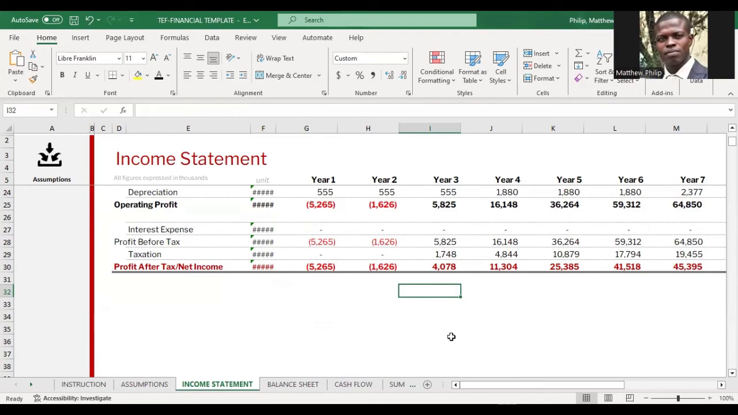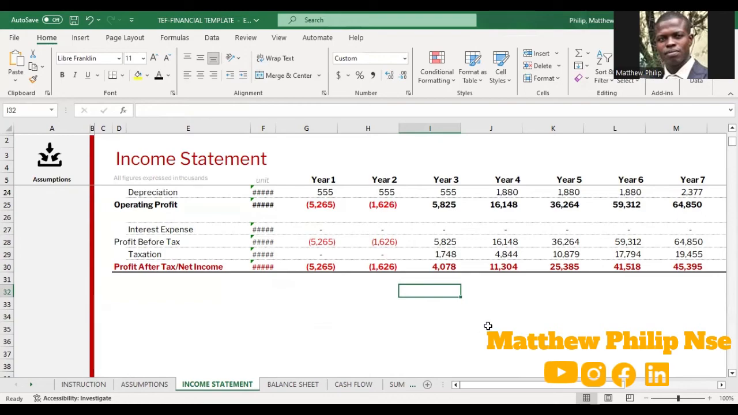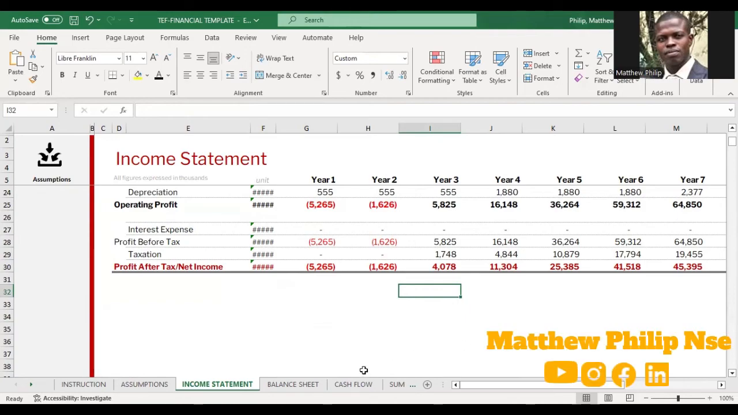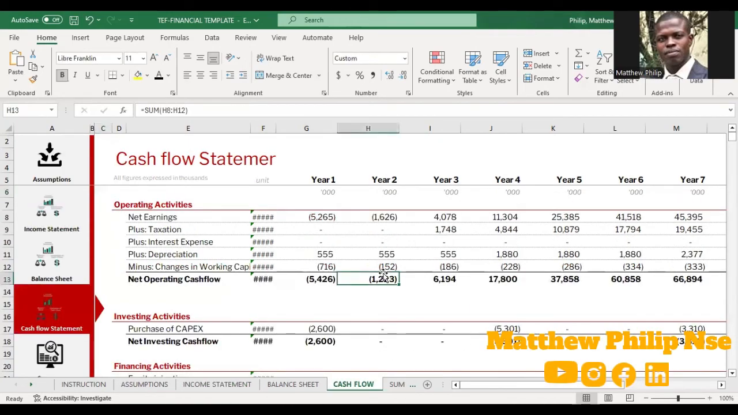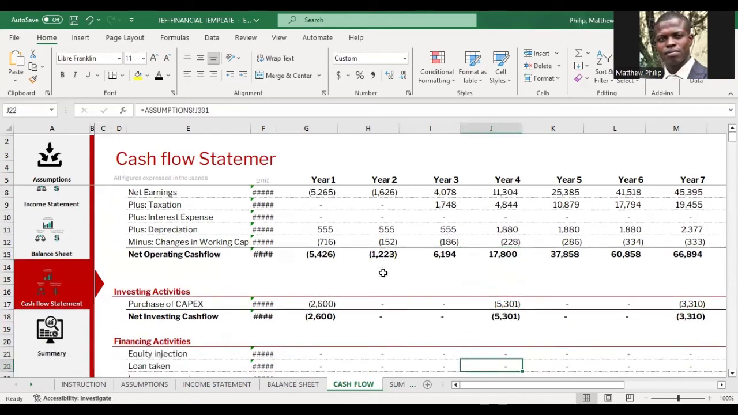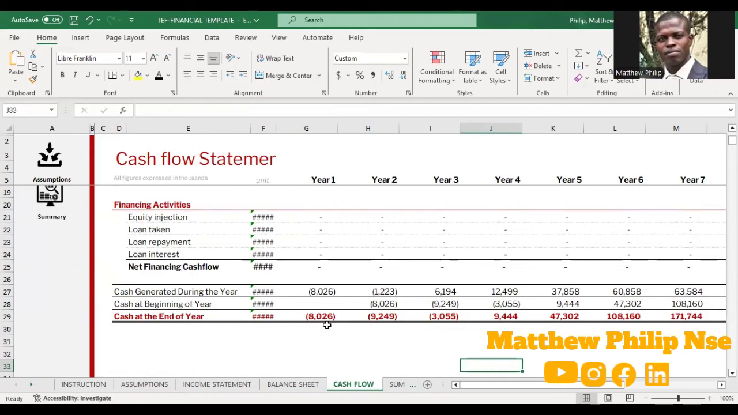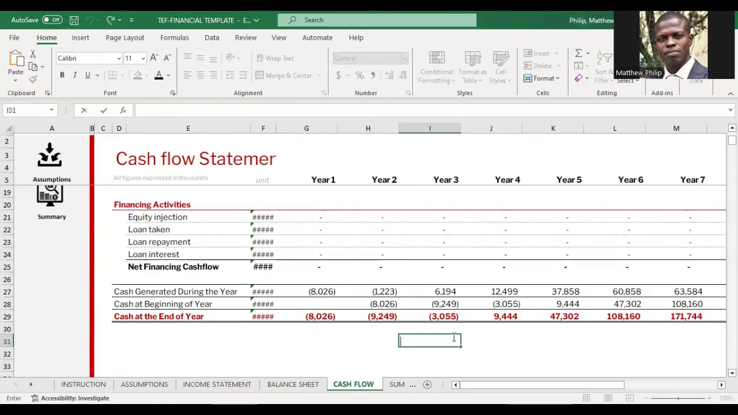Check your cash flow balance. If you have a negative cash flow balance, then there's a problem. Your business is not viable, because you are going to have a liquidity crisis. Let's check the net cash flow balance for this business. See, for 3 years, this business is going to have a liquidity crisis. That means this business will die a natural death.